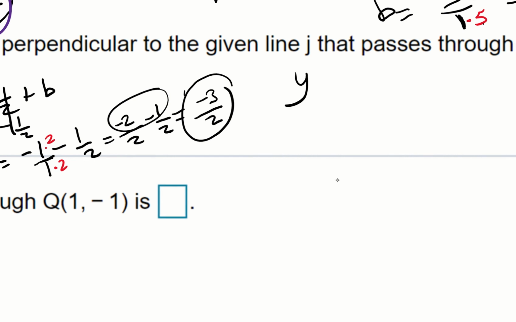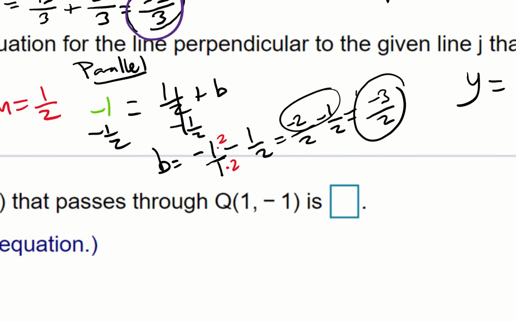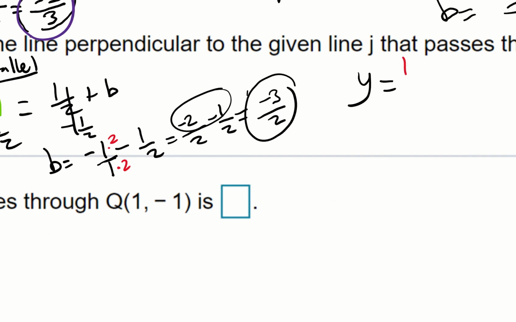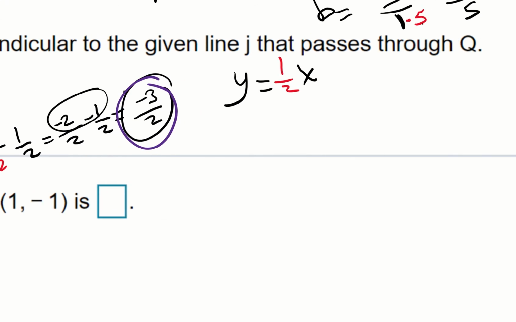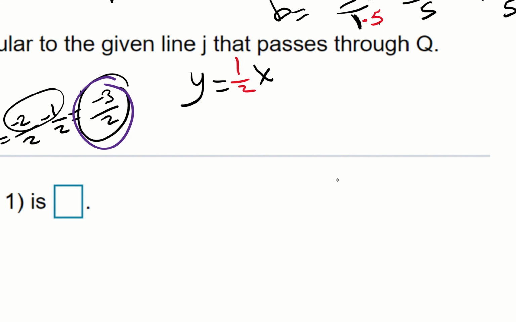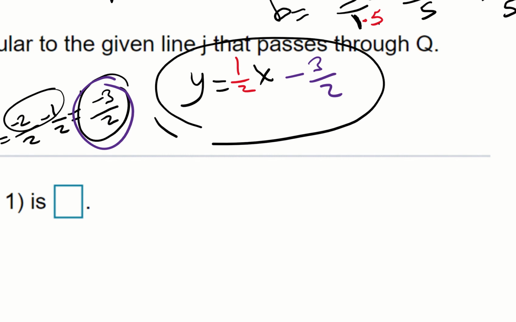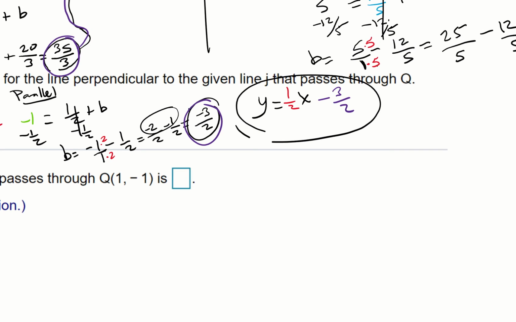And so my equation, y equals mx plus b, is y equals 1/2 x plus -3 over 2. And usually I don't like to write a plus. If it's negative, I just put a negative there. So that's my slope-intercept form for my parallel line. This is for parallel.